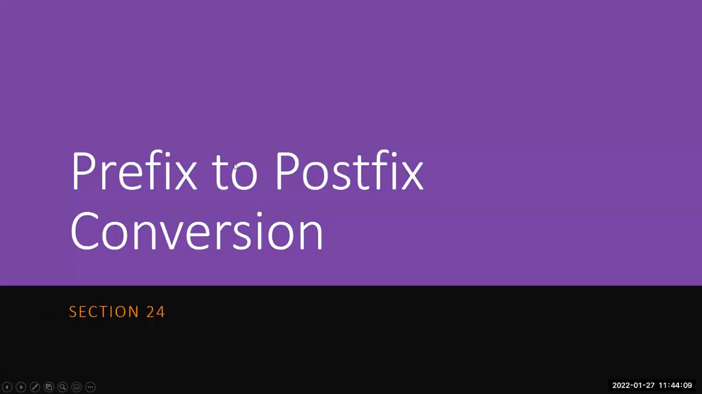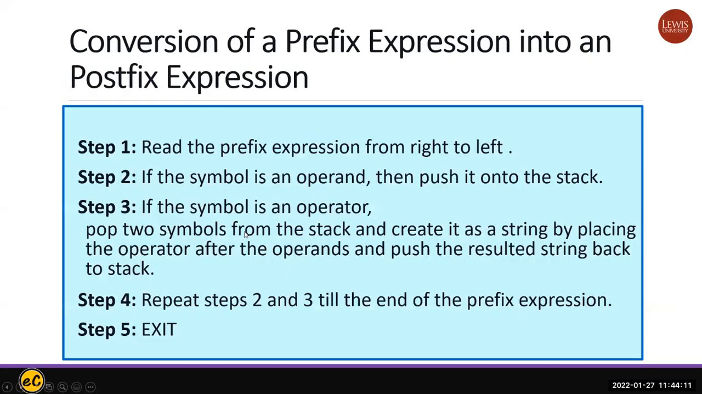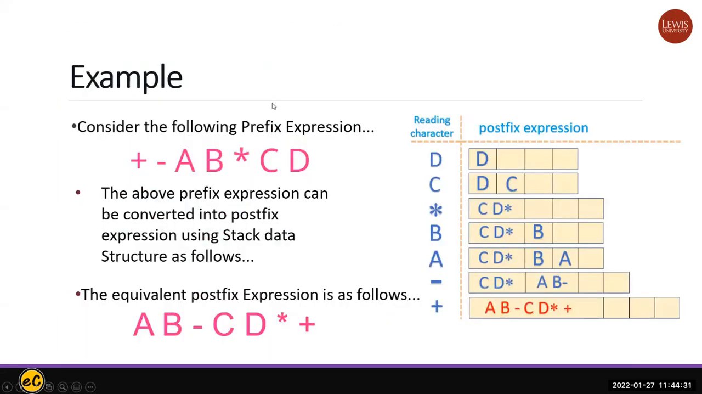Next one, prefix to postscript conversion. We read the prefix expression from right to left. If the symbol is an operand, we push it to the stack. If the symbol is an operator, we pop the two symbols out and then insert them back in postscript format. So we do a similar thing. We see a D, and we see a C, and we create CD.